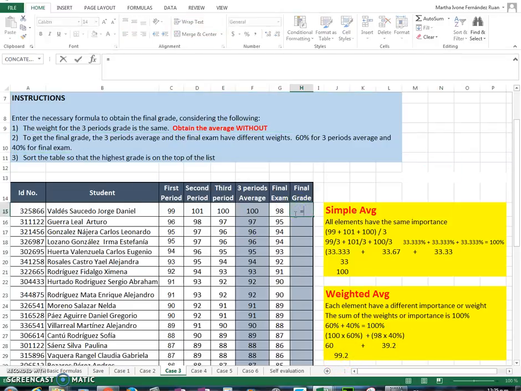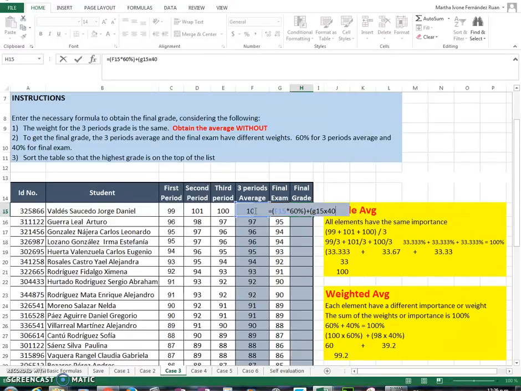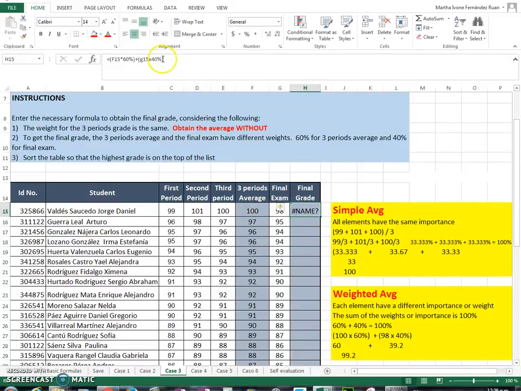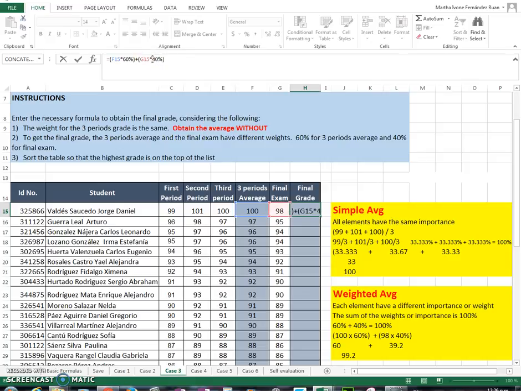Let's do it. So equals, open parenthesis if you like, the grade of the 3 periods average times the 60% of importance, and then plus parenthesis the final exam, which is G15 times the 40% of importance. We close it. Okay. So it's 99.2.